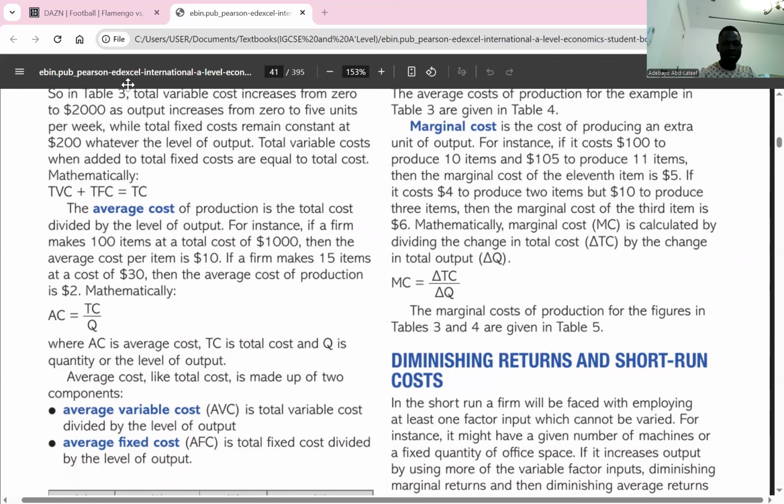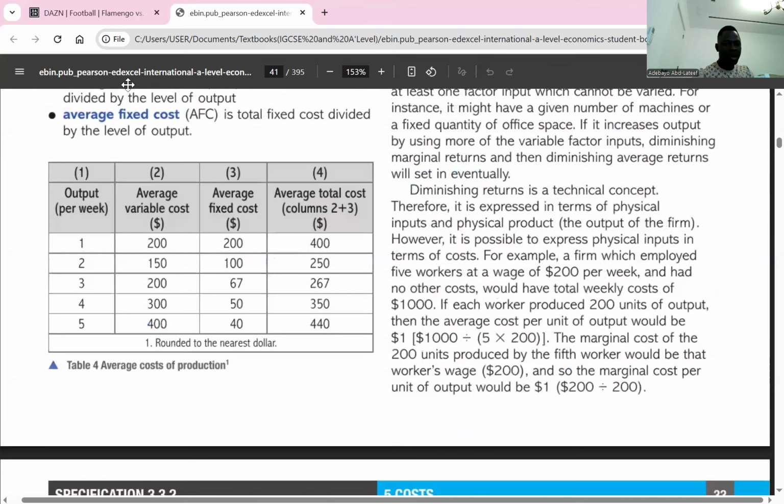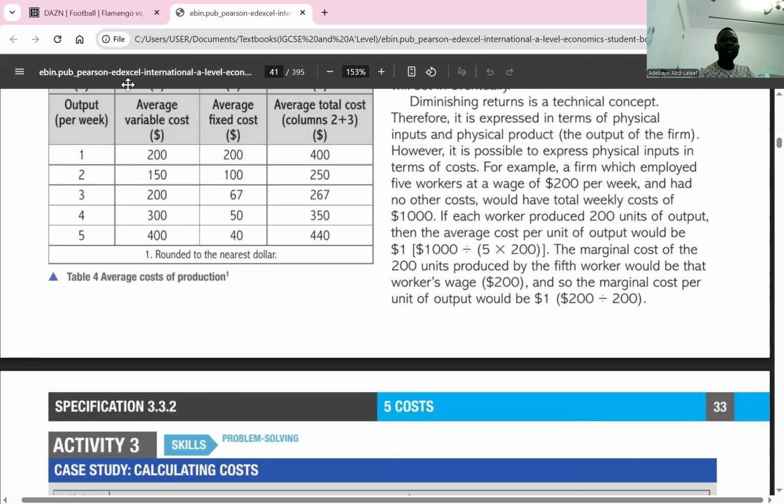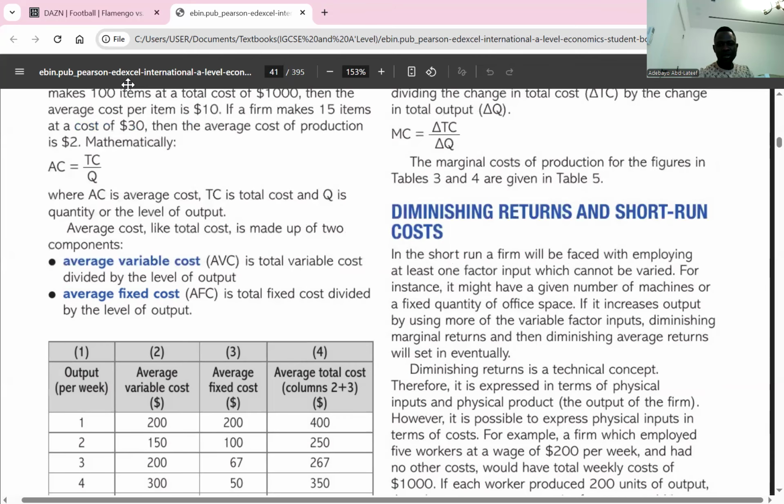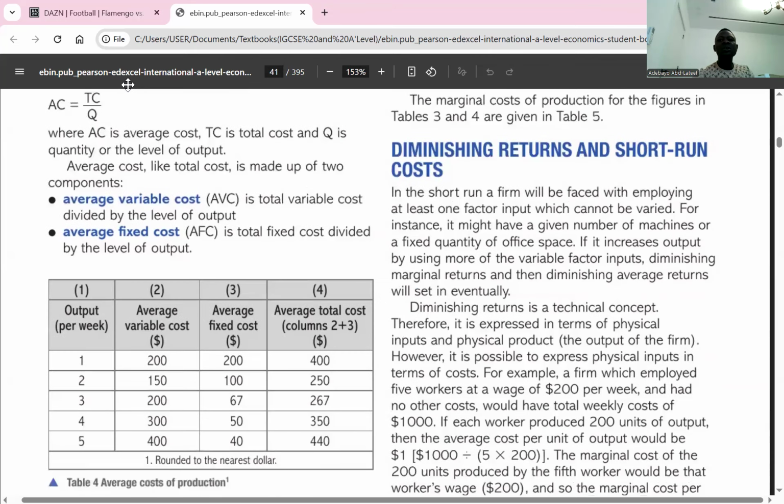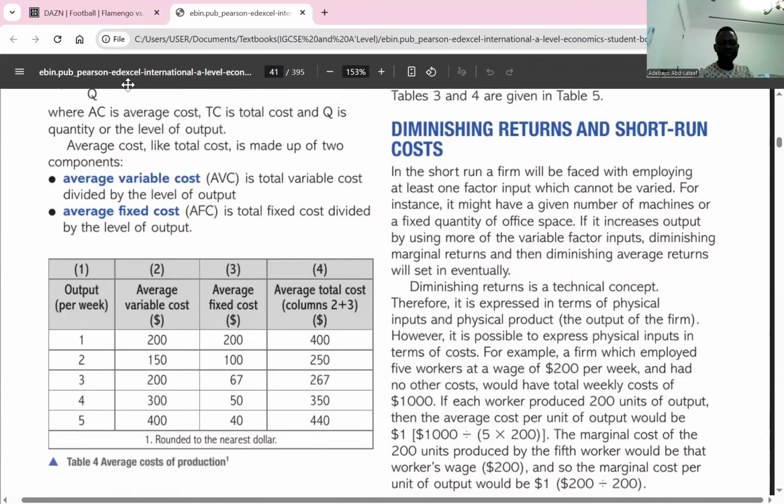So look at the table here. We have AVC, we have AFC, and we have AC. When you add them together, AVC plus AFC would give you ATC. You get it there? Okay. And I think marginal cost is clear now. So that takes us to diminishing returns and short run cost.